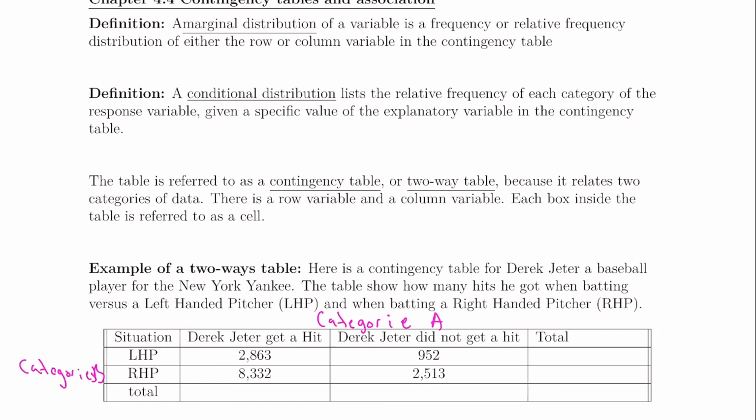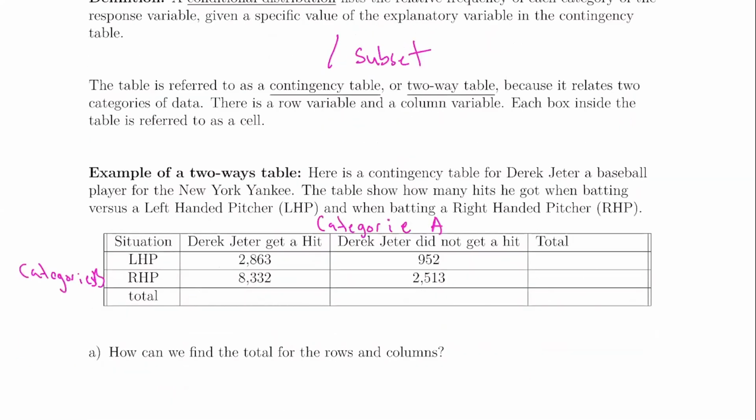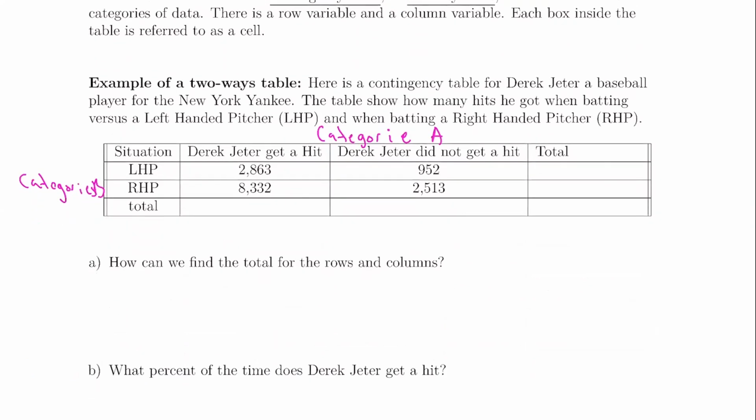For a marginal distribution, you should always divide by the total. So for this one, divide by the total. For this one, you do a subset. Any questions so far on conditional versus marginal distribution? All right, so let's go ahead and do this problem.